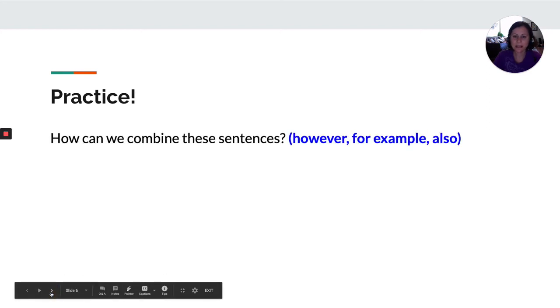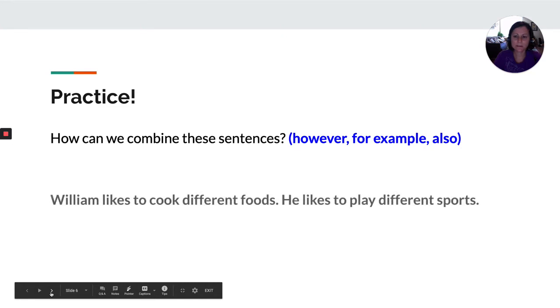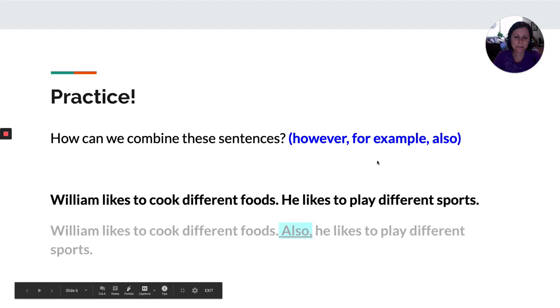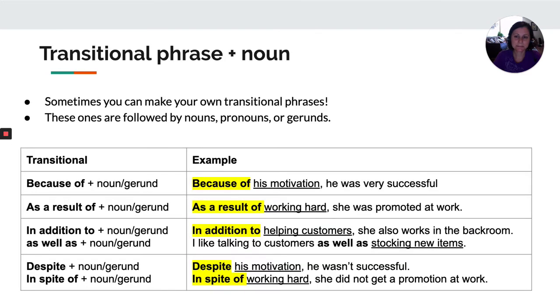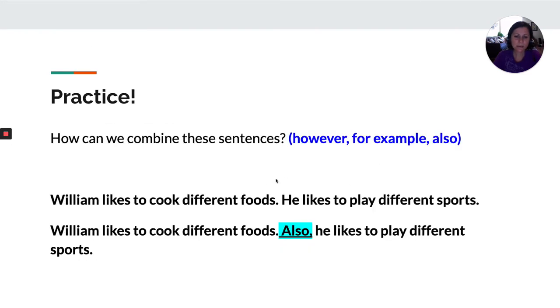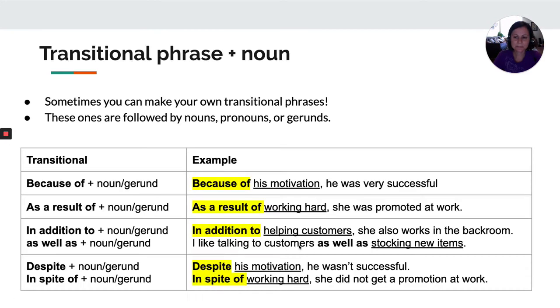How can we combine these sentences with however, for example, or also? William likes to cook different foods. He likes to play different sports. Which word would work best here? I'm going to use also because this is an additional thing he likes. William likes to cook different foods. Also, he likes to play different sports. So it's important to know the relationship between the sentences to decide on a linking word.